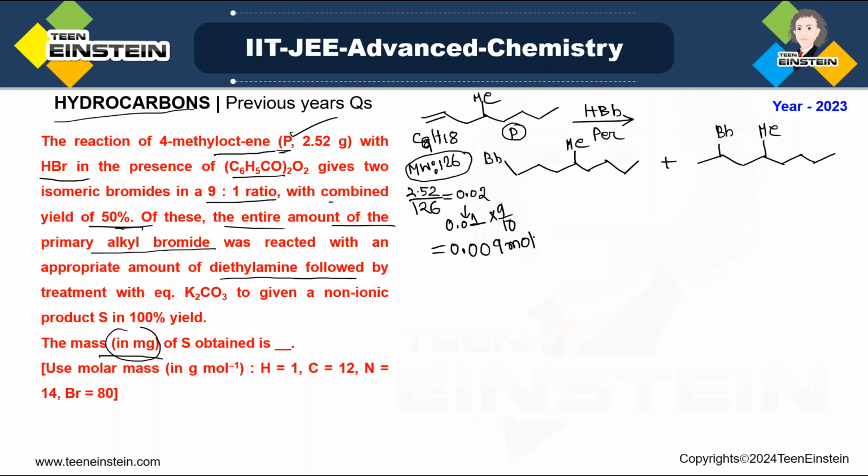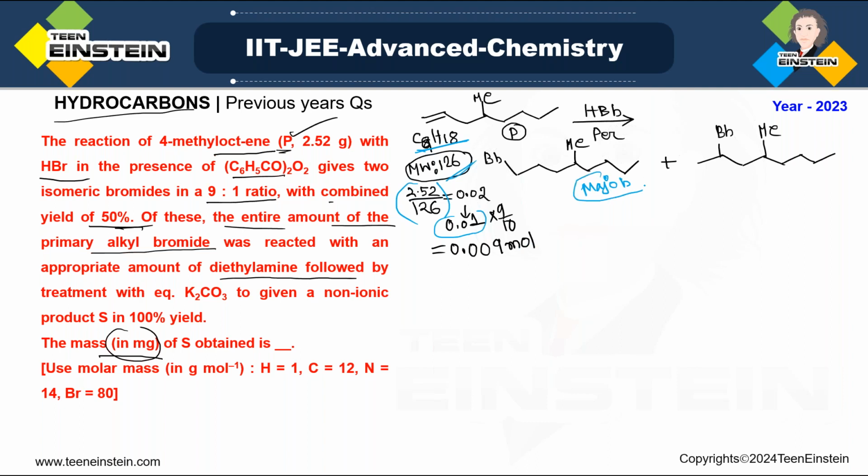First, you find the number of moles of C9H18, which is our P. For P, the molecular weight is 126, that you can calculate from the formula C9H18. Then this is the number of moles of P. With 50% yield, that is why now I have written 0.01. And out of this, 9 parts for the major product according to anti-Markovnikov, so it will be 0.01 divided by 10, 0.001, multiplied by 9, so it is 0.009. Simple calculation.